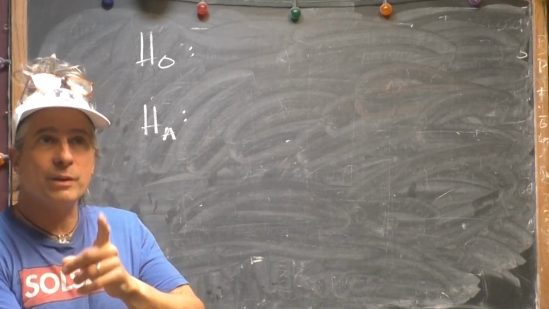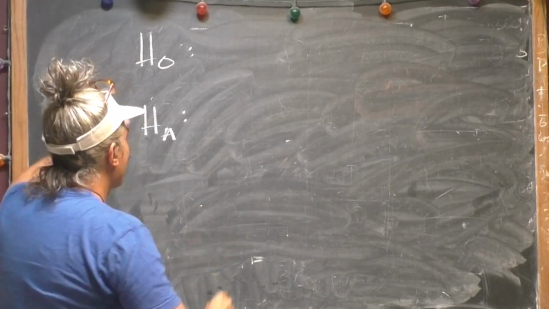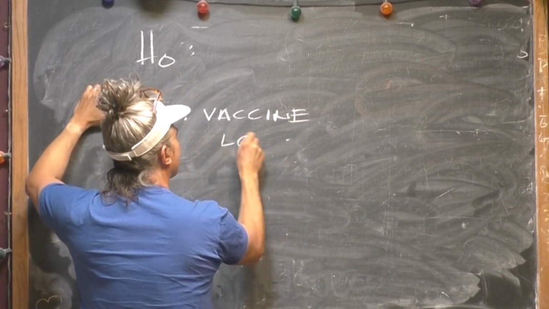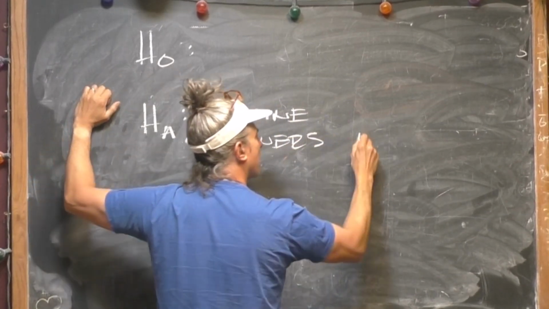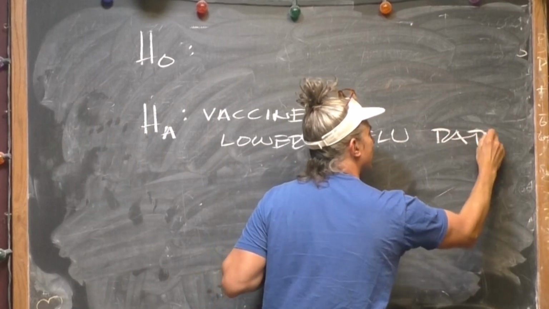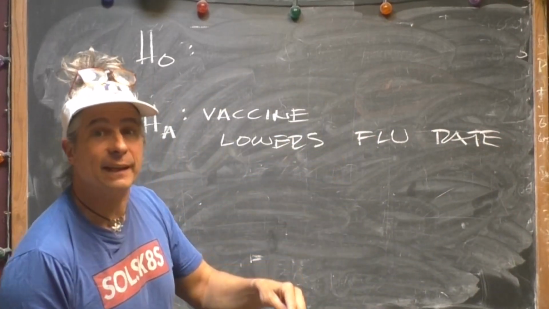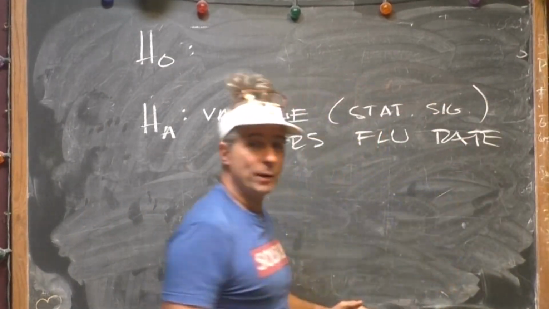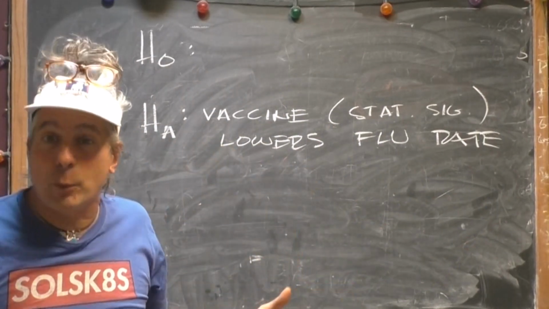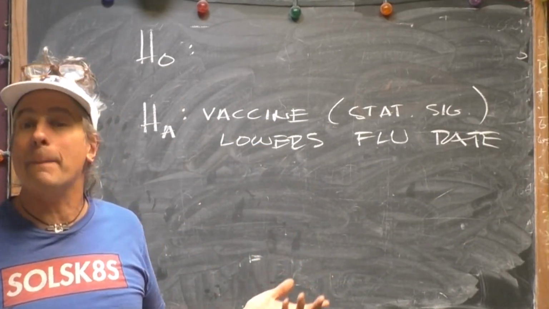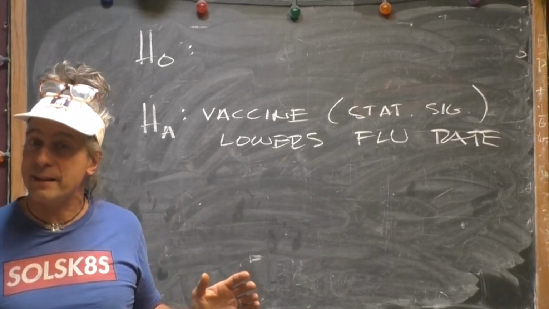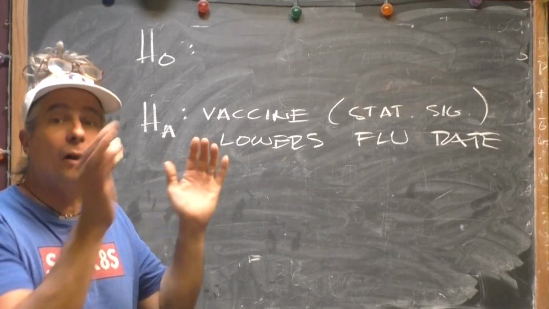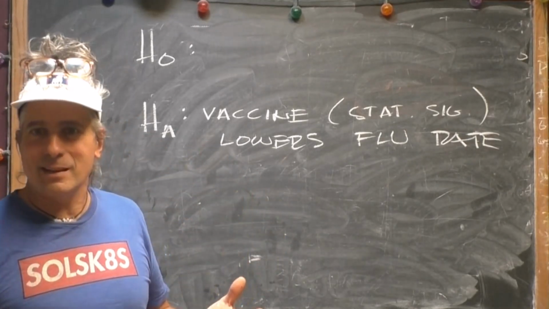So in this one, the researchers want us to believe that the vaccine is lowering flu rates. Now, when I say lower, statistically significantly lowering. We know on the sample anyway, it lowered it from 12% to 10%, but that might not be statistically significant. That could have been just random chance. So, is it statistically significantly lowering the flu rate? The null would be that it doesn't.